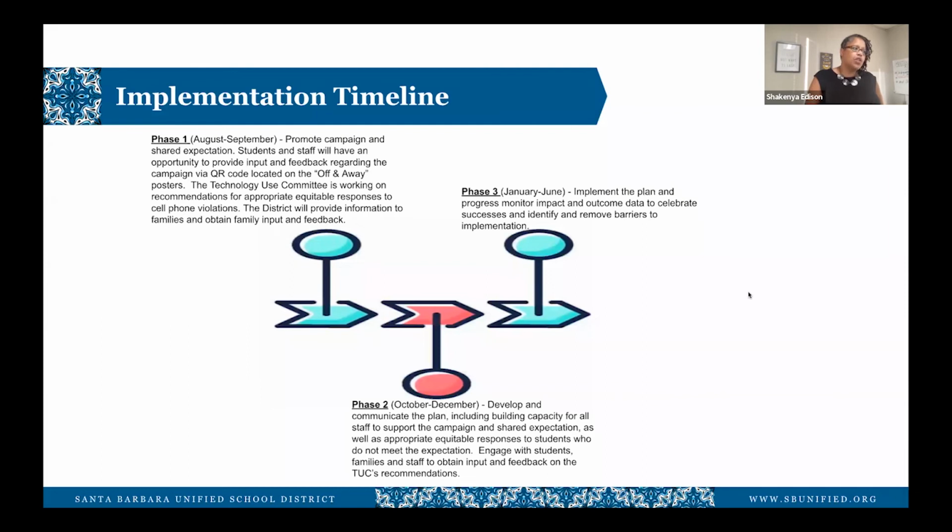We will continue our next phase, and it will be a communication plan. The Technology Use Committee right now is working on making recommendations for appropriate responses when students are not Off and Away with their technology. After the recommendations have been made, we will do the same thing. We'll vet it out, get feedback from community on what we think those recommendations are, and then we will communicate that to families.